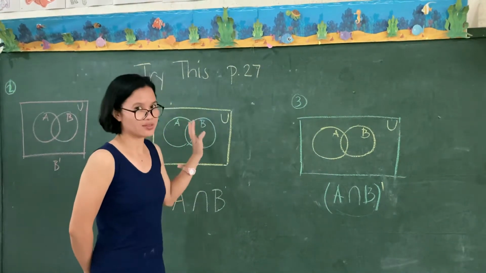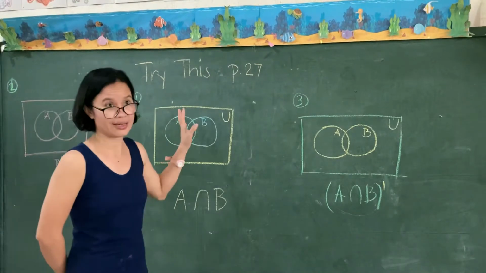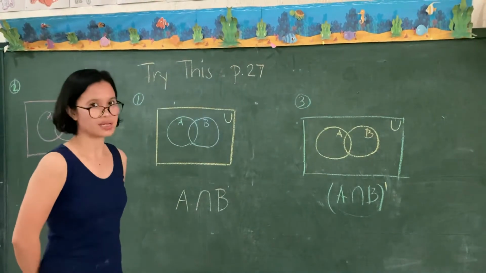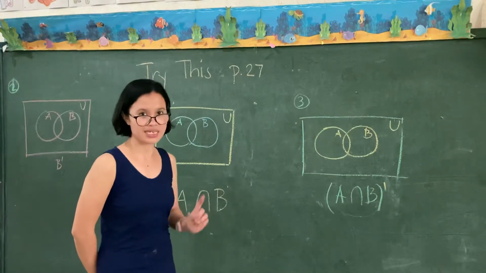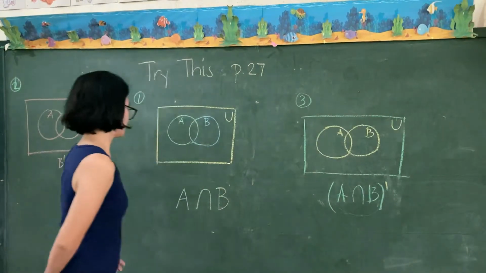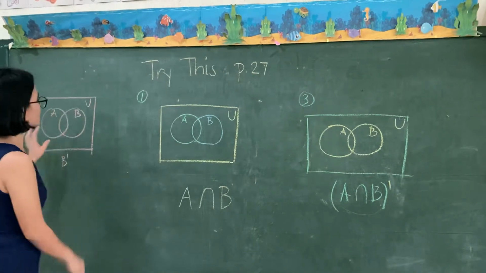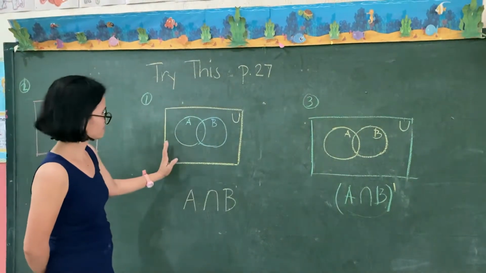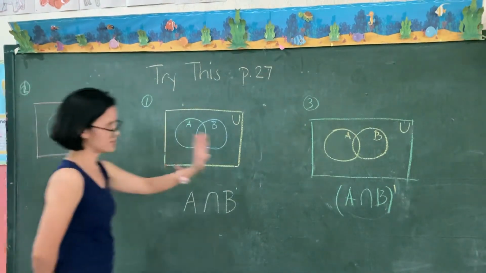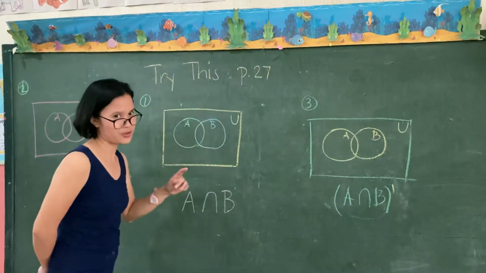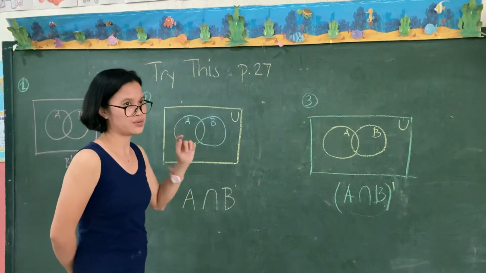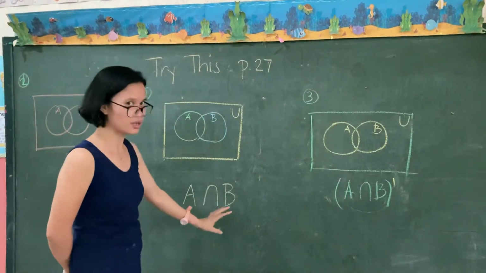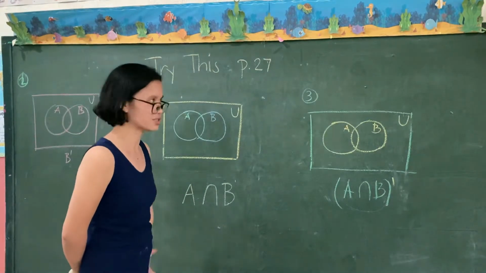I will give you the answer to the try this activity on page 27 in your book under the topic solving problems involving Venn diagrams. So given here, we have this and this. Let's see if you have read it correctly, if you've read all the symbols involved correctly.